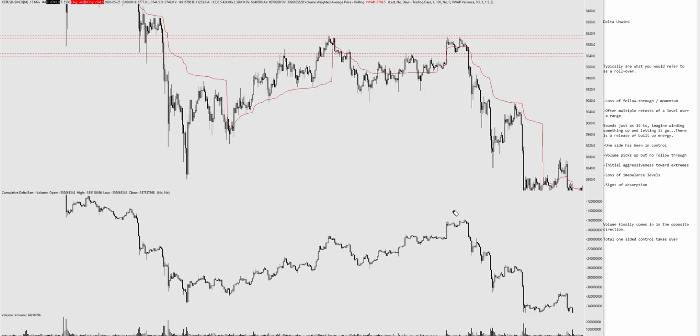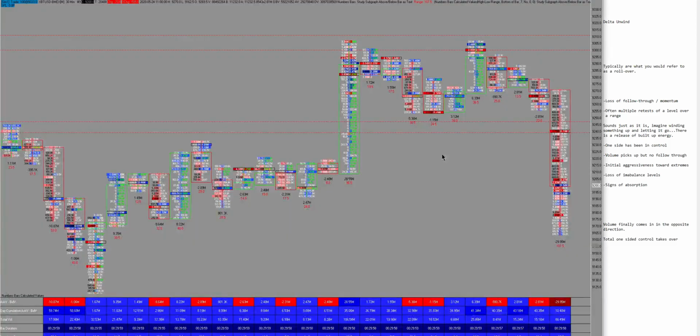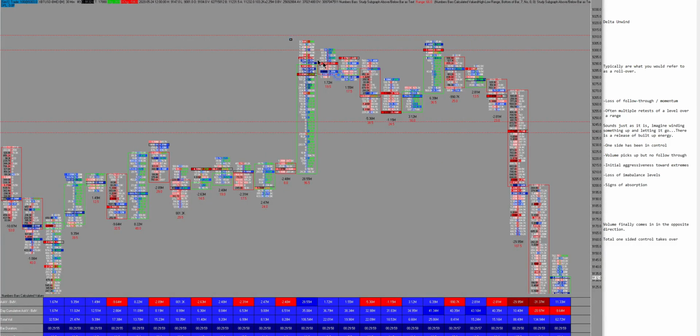So here we have it showing up kind of immediately. So we see that this is crowding already. So crowding with really no result. So we are setting up for an unwind because at this point we see we have a ton of aggressiveness into the high as well.